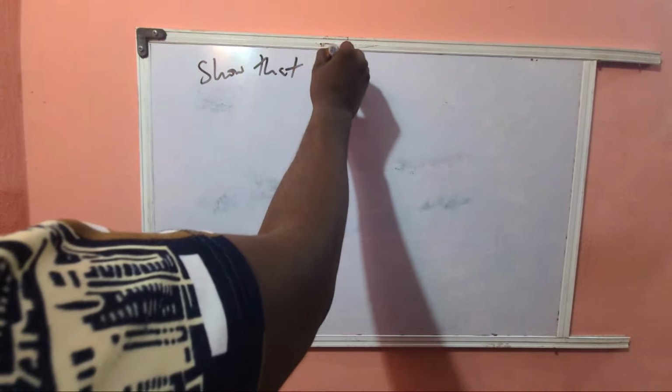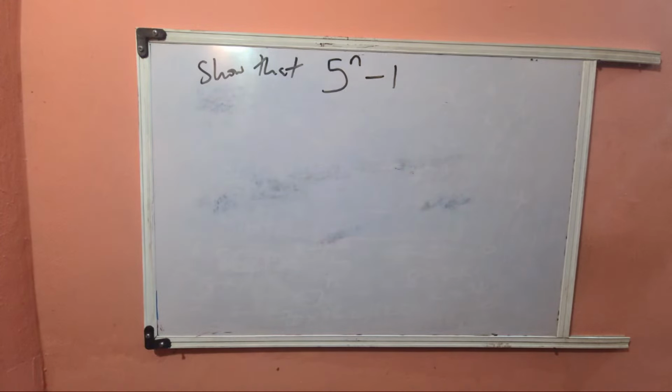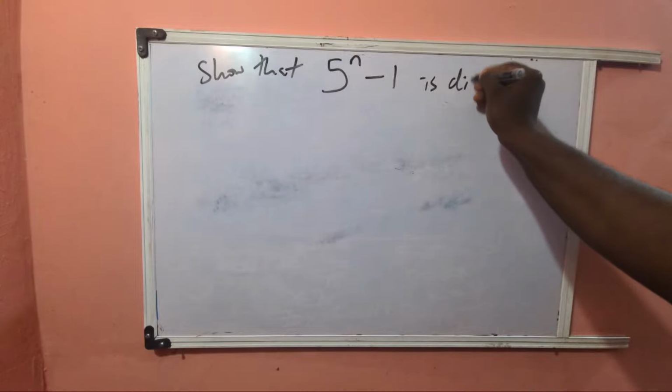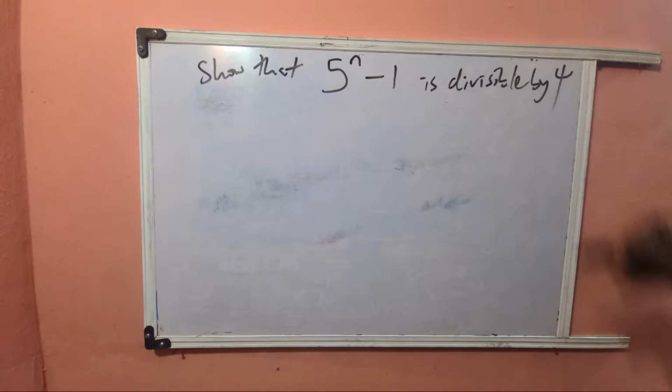let's do this. So we have to show that 5 raised to power n minus 1 is divisible by 4. Divisible by 4, right? Is there anybody here that can make this happen in 5 minutes time? Just 5 minutes, you can do this. Indicate quickly if you know what to do, to show that 5 raised to power n minus 1 is divisible by 4.